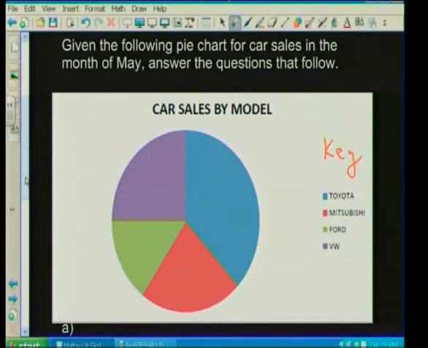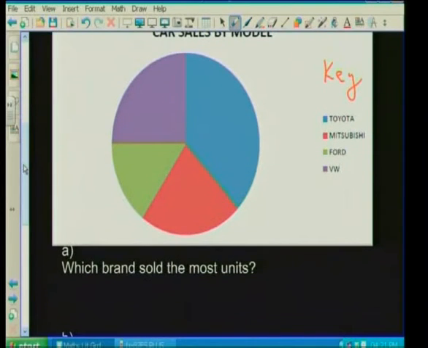Now, for the sake of our sponsors, let me tell you, this is not all true, all right? We're just using this as an example. So we don't want to be sued by Ford or VW or Mitsubishi, okay? That's not true. We just made this up. Cool. Let's move on. Now, let's answer the questions which follow.